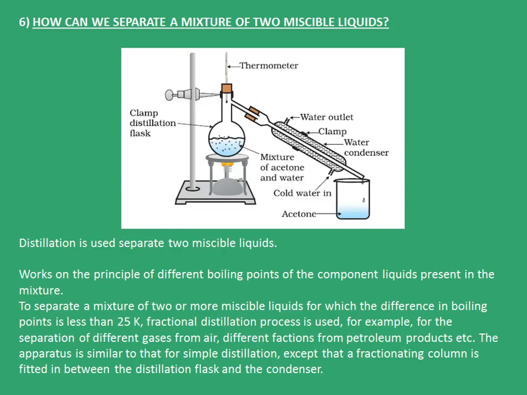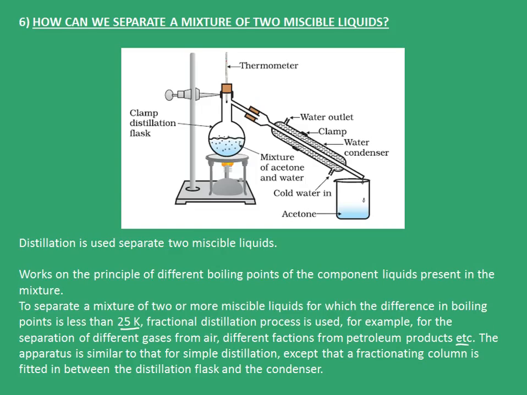To separate a mixture of two or more miscible liquids for which the difference in boiling point is less than 25 Kelvin, a different technique called the fractional distillation process is used. For example, for the separation of different gases from air, different fractions from petroleum products, etc. The apparatus is similar to that for simple distillation, except that a fractionating column is fitted between the distillation flask and the condenser. So for this we need to see the experimental setup.